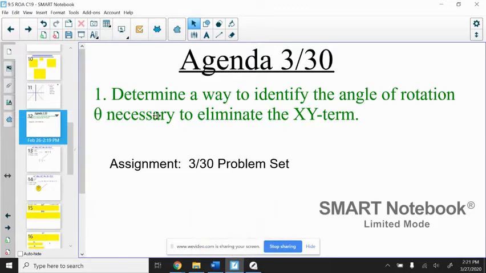Notice our goal today is just to do one thing, and that is to come up with a particular angle of rotation theta that is necessary to eliminate that problematic XY term.